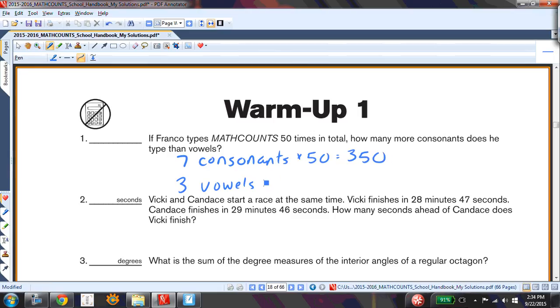7 times 5 is 35. If he has 3 vowels times 50, that's going to give him 150. So he's going to have 200 more consonants than vowels.